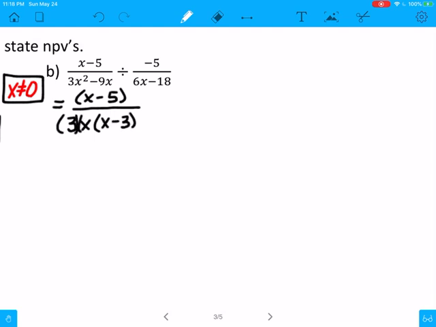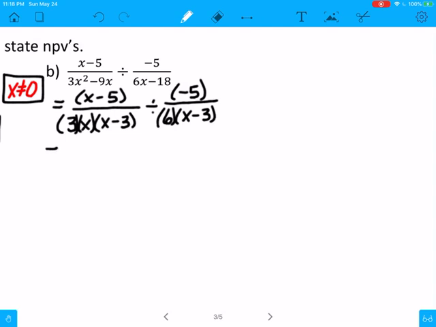3 in brackets, x in brackets. Divided by negative 5 in the numerator is going to stay a negative 5 because I can't do anything to that. And the right denominator, I can take out a 6. And I'm left with x minus 3. So when I divide 6x by 6, I get x. And negative 18 by 6, I get negative 3.